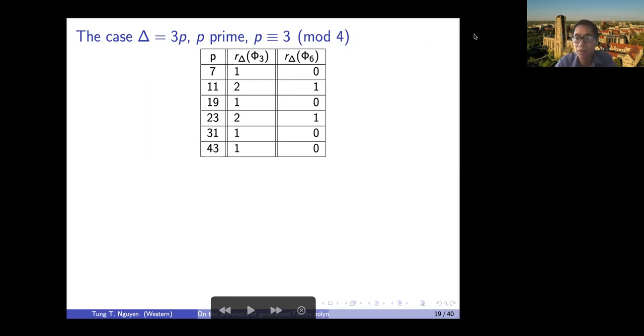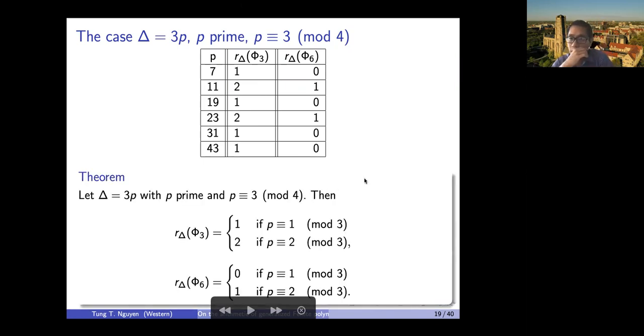So that we observe and prove the theorem: we basically generate a big list of data, we look at the tables, see what happened, and then we try to prove that. Yeah, so that is exactly the observation. So the multiplicity depends on p mod 3. For example, for phi3, the multiplicity is 1 if p is 1 mod 3, and can be 2 if p is 2 mod 3. And the same thing for phi6, but less than 1. Yeah, Professor Payman has said.